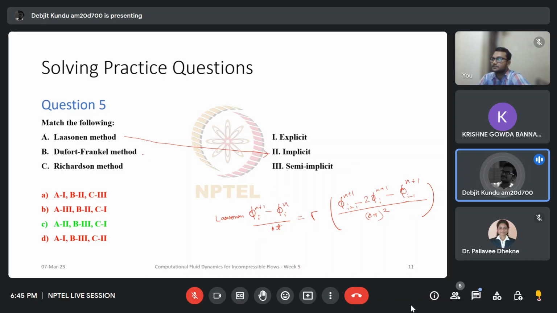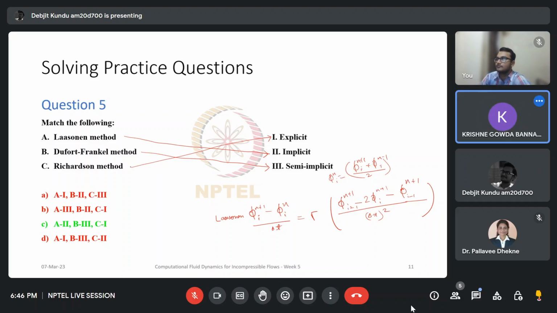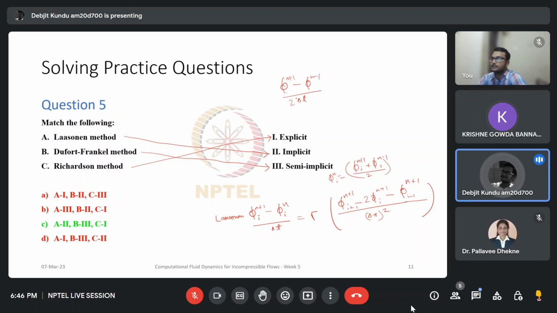The Dufort-Frankel method, as we saw, is actually semi-implicit. Here, this second term is taken as the average of explicit and implicit parts. And Richardson method is an explicit method, but however, it is unusable. So Richardson method, how did we write that? n plus 1 minus n minus 1 by 2 delta t, and then on this side we have everything at n.